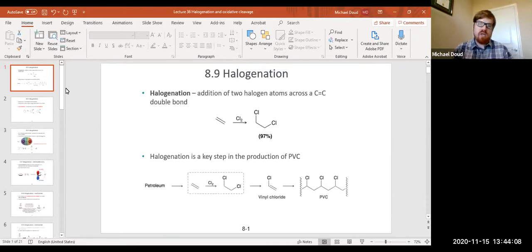Earlier in the chapter, we talked about hydrohalogenation. Halogenation is similar, but instead of adding a hydrogen and a halogen, now we're just adding two halogen atoms. The classic addition is just take an alkene, you put it in chlorine gas or liquid bromine, and you end up with two chlorines added on both vinyl positions on the alkene.